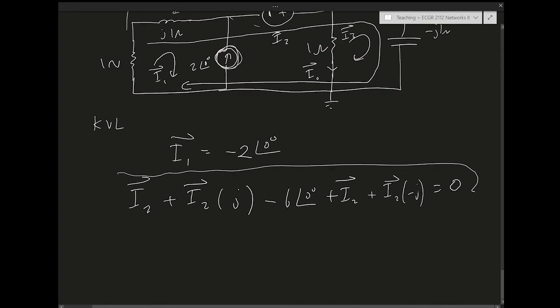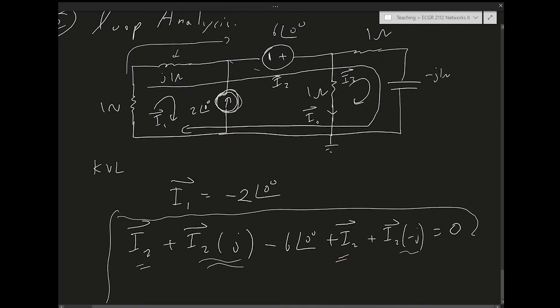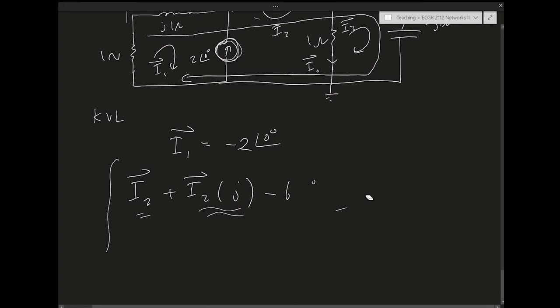Let me simplify this. So I have two I1s, and then two I2s, and then a plus j and a minus j. That's going to be 0. Is that right? Did I make a mistake somewhere? I made a mistake somewhere. Okay, I wasn't careful. Let's do the I2 again. Yeah, I made a big mistake.